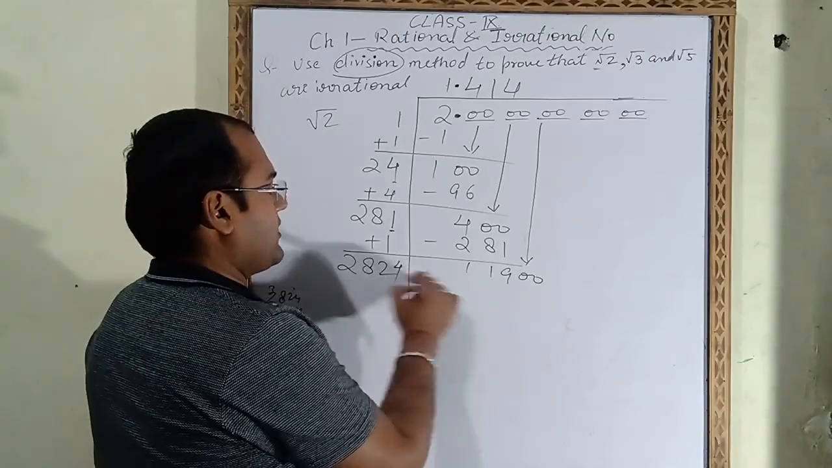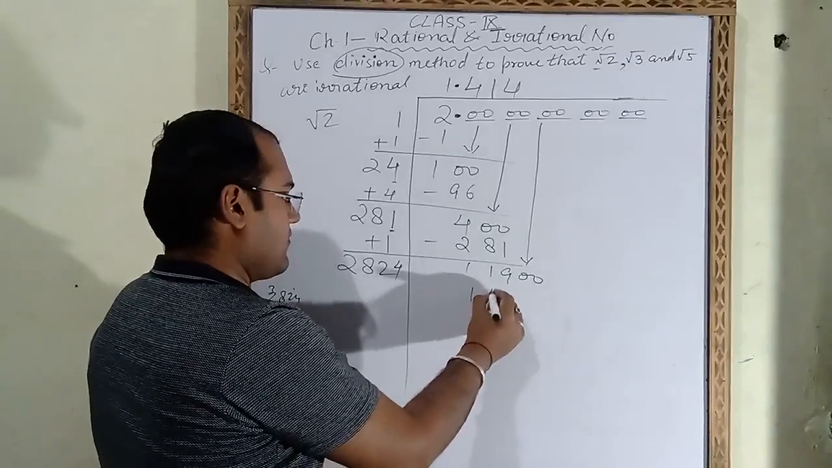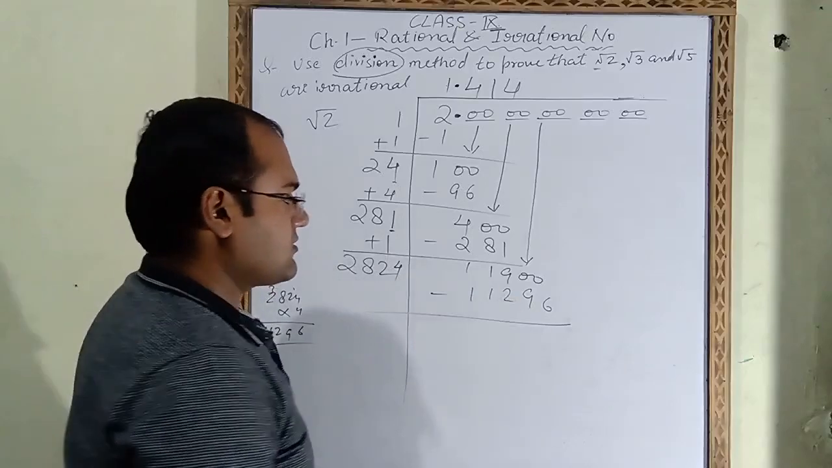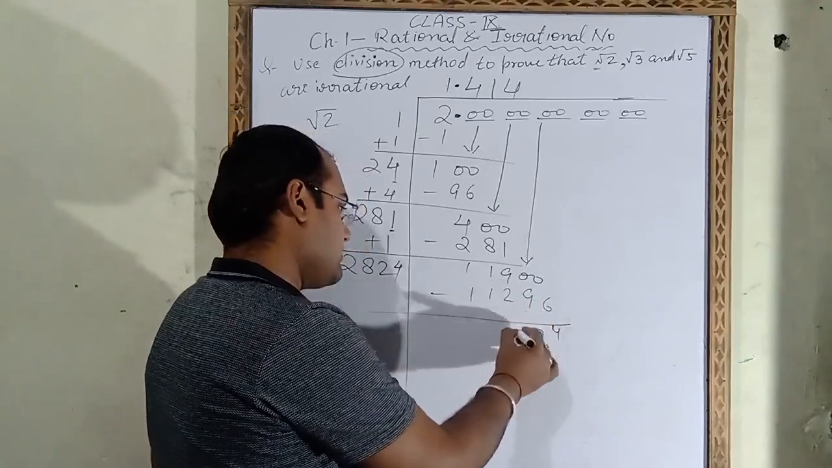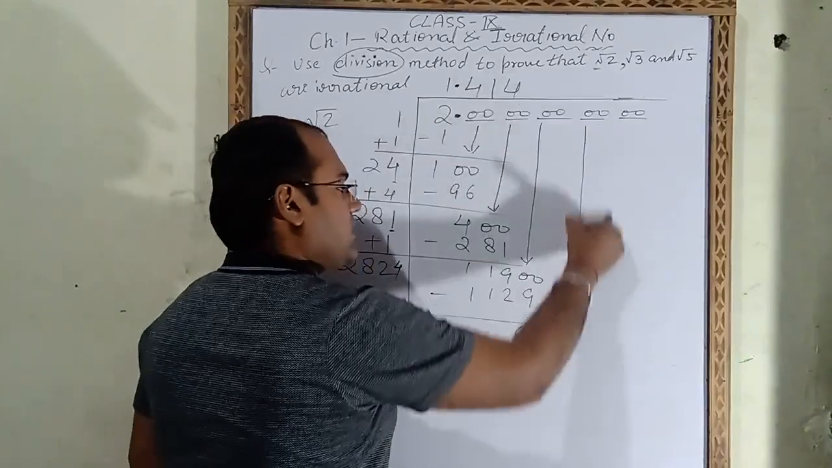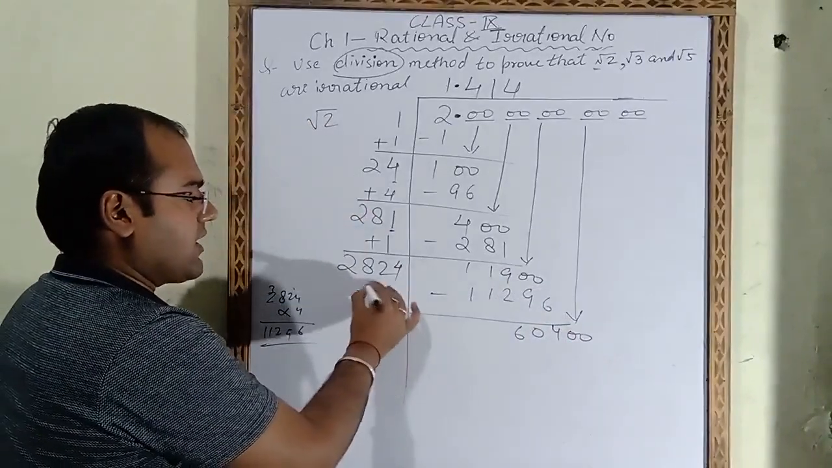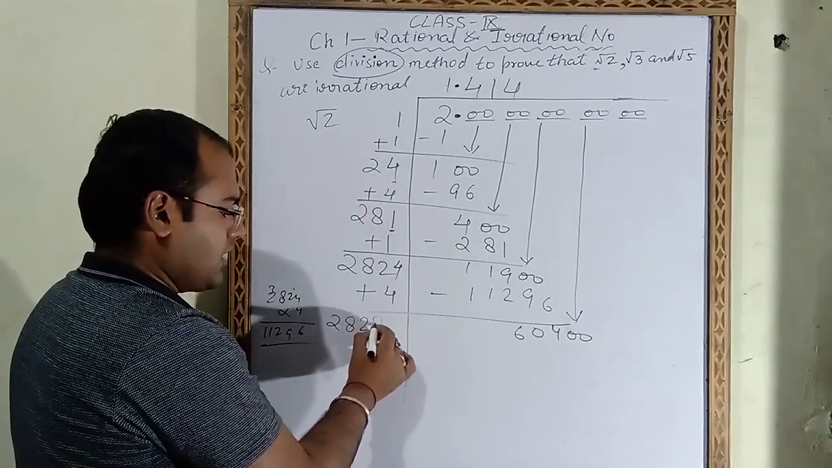This will become 11296. So I have to write here 28244 into 4, which is 11296. Now we will subtract it. So the remainder will be 406. This 0 we have to bring down. Which number have we taken here? 4. So this 4 we have to add again. So this will become 2828.